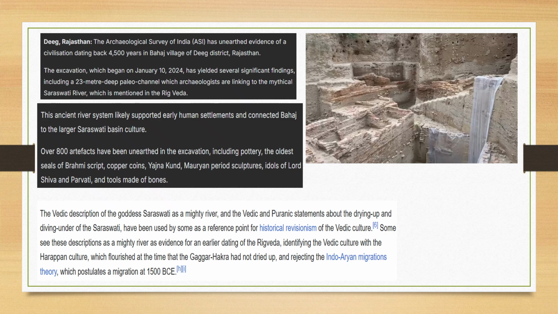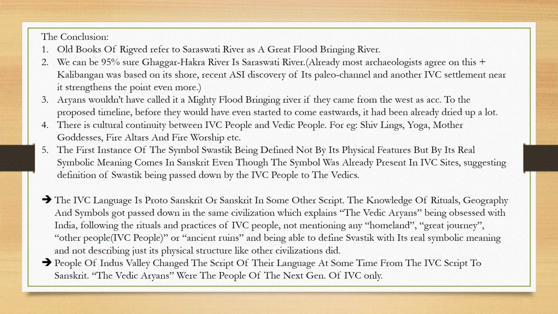Yeah, and here they found again Yajna Kundas, which are basically fire altars used for fire worship and Devta worship, and again idols of Shiva and Parvati, more in period sculptures. But yeah, the site is dated to 2500 BCE. So yeah, that's that. Well, to which conclusions can we come now? So there are 5 points which we must remember in this.